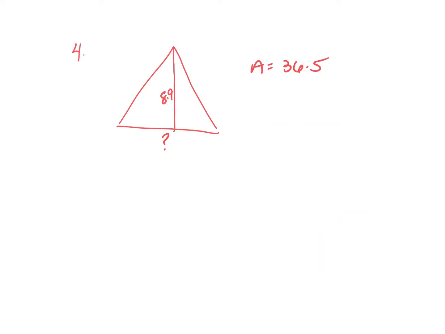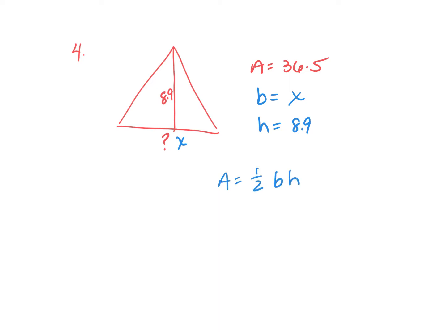So whenever they have a question mark, which is so annoying in this program, we replace it with an X, okay? So we're going to put an X in for the base. I have the area already. The base is X because we don't know it. And the height is 8.9. Everybody get that? And the formula doesn't change.